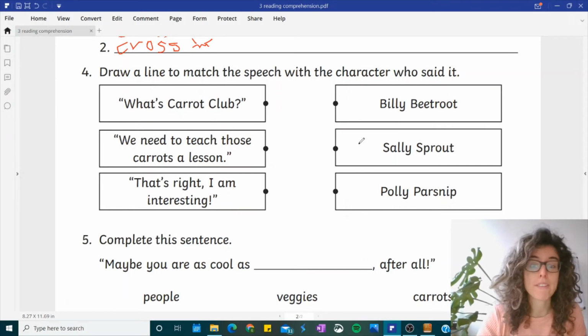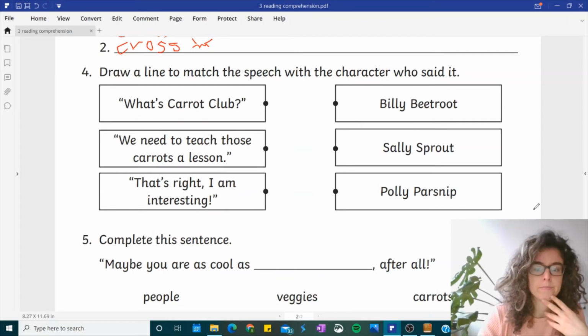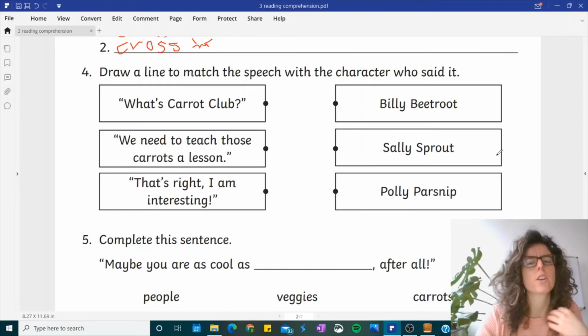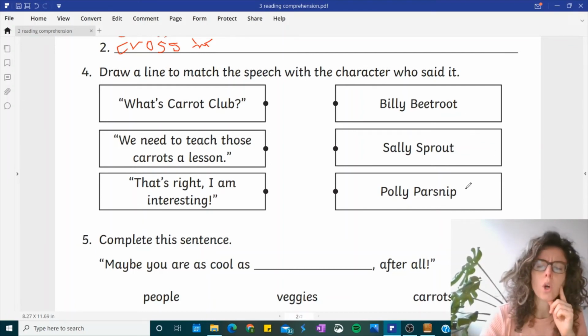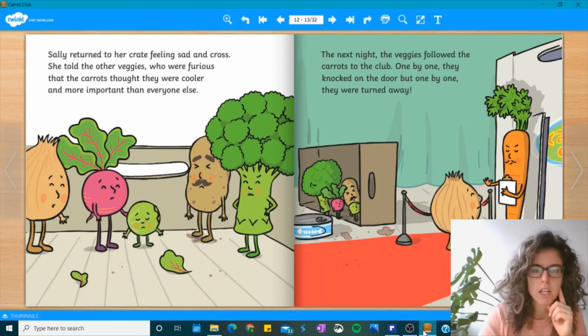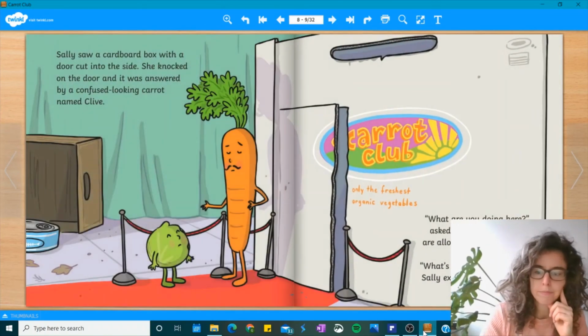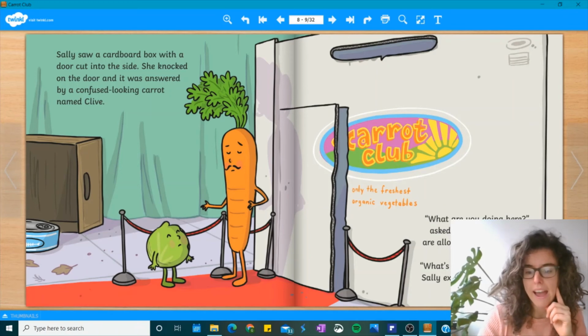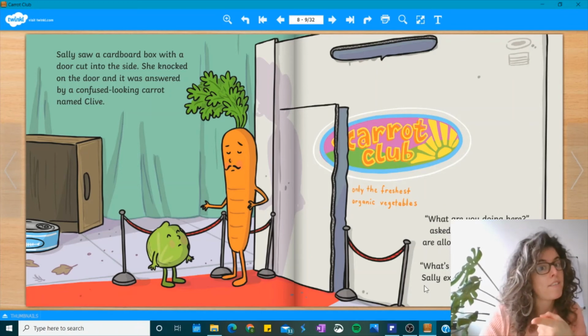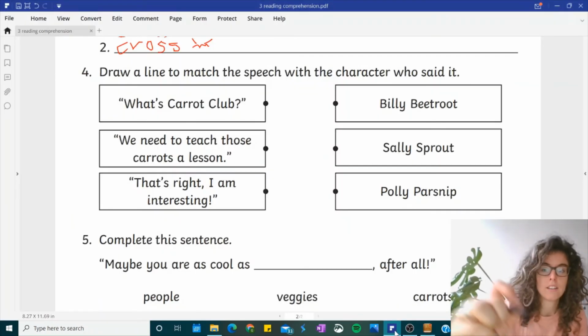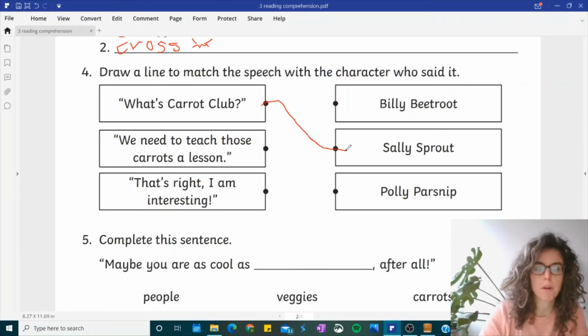All right, number 4, we have to match who said what. Oh my goodness. All right, what's Carrot Club? Who asked about Carrot Club? Which character? Was it Billy Beetroot? Was it Sally Sprout? Or was it Polly Parsnip? I don't remember. Let's go back to the book and look for some evidence. Only carrots are allowed. Oh, look. What's Carrot Club? Asked Sally. There we go. There's our evidence. So, we know that What's Carrot Club was asked by Sally Sprout.